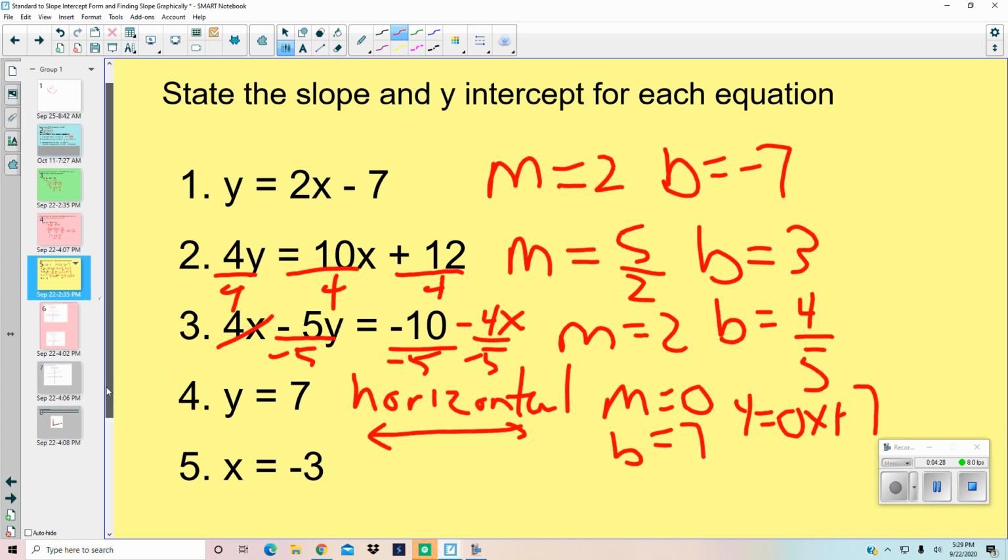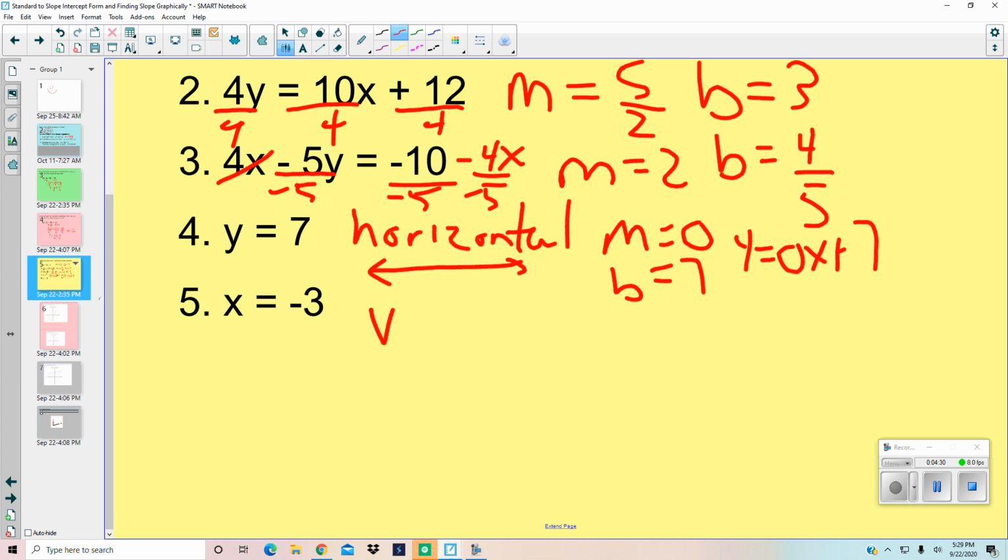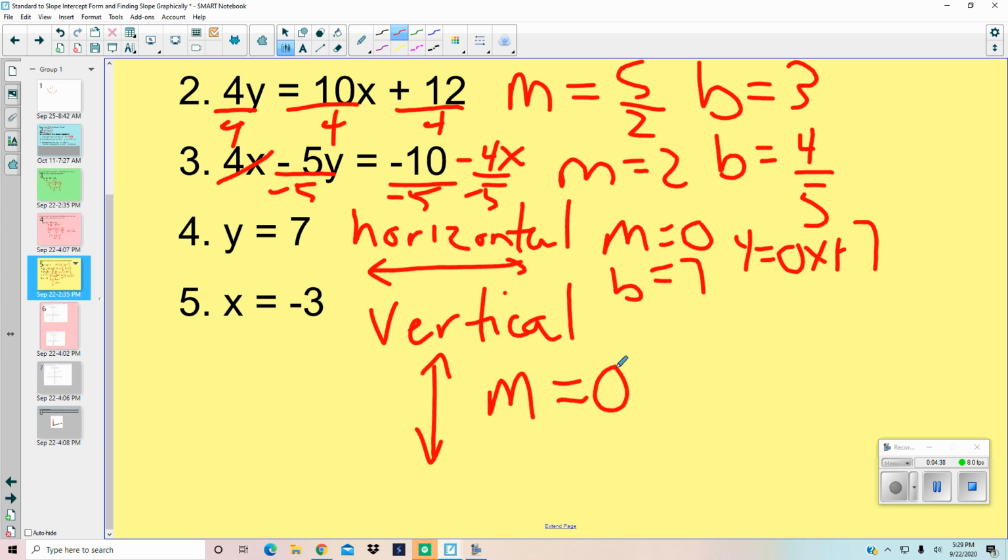So if that's a horizontal line, you can guess that the x equation is a vertical line. The slope of a vertical line is undefined. You cannot put that in slope-intercept form. If I were to graph that one, I would go to negative 3 on the x-axis, because it's x equals, and then just draw a vertical line through it.